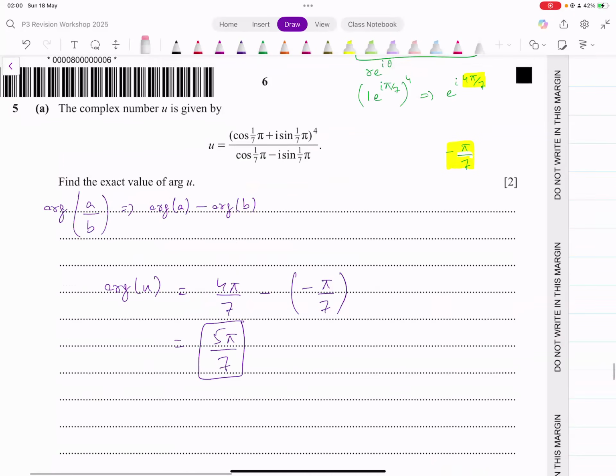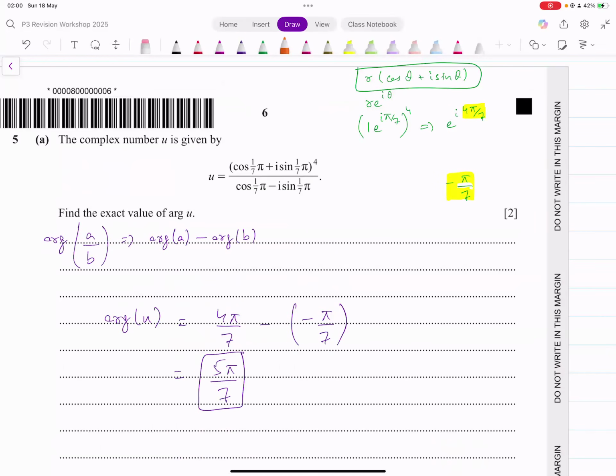Alternatively, you could convert it to r e raised to power i theta form, and then evaluate that power. That's also not that difficult, right? Evaluate power 4, that gives you the argument, that's 4 pi over 7. For the denominator, it's obvious as the argument is minus pi over 7. You find their difference and you get the result from that.